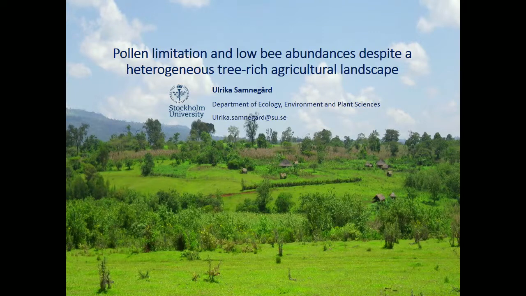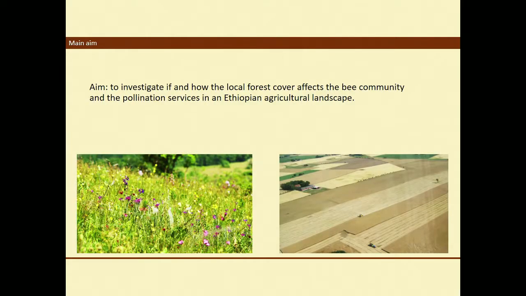So now we move down to the more tropical part of the world, and I will tell you about findings from the two final chapters of my PhD thesis. The aim with these studies was to investigate if and how the local forest cover affects the bee community and the pollination services in an Ethiopian agricultural landscape. This was part of a larger project with the aim to evaluate ecosystem services and the services coming from moist upper mountain forests.